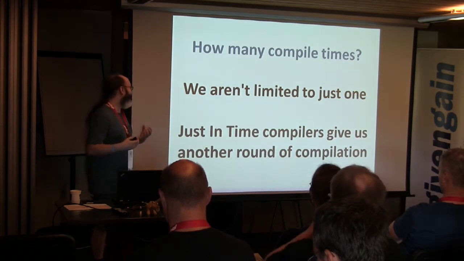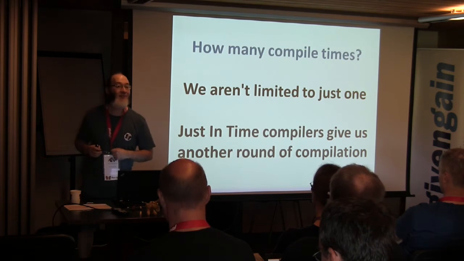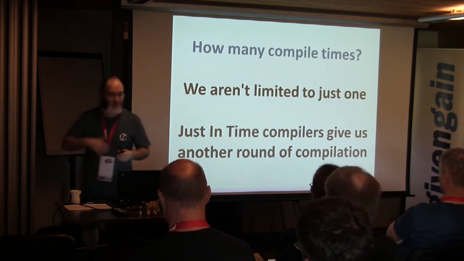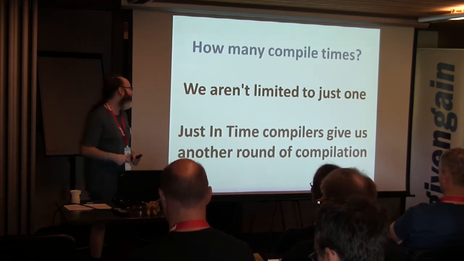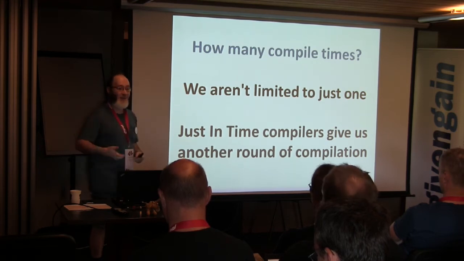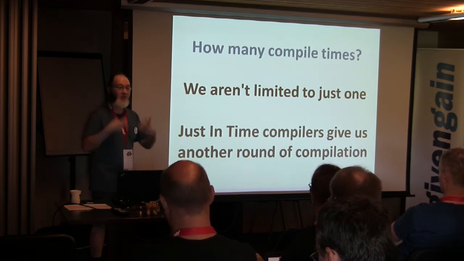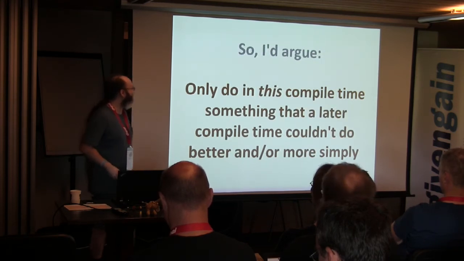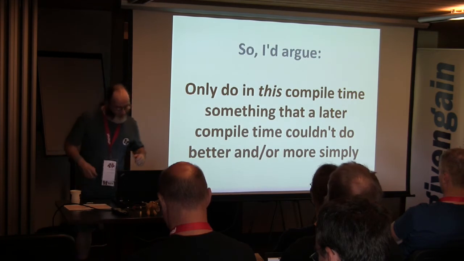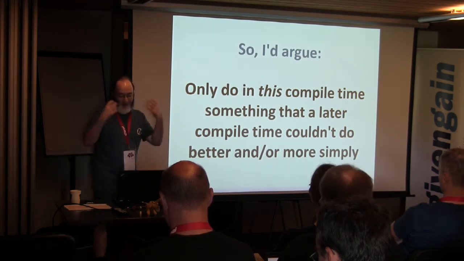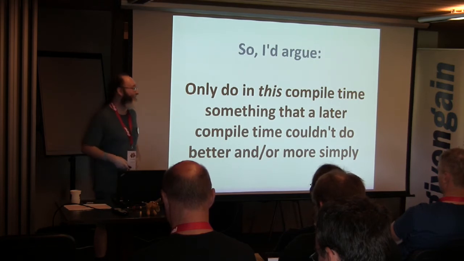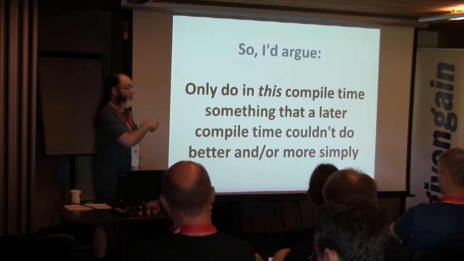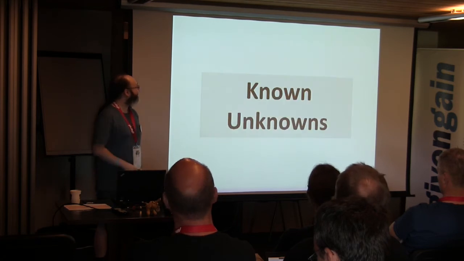So one of the interesting things to consider is, how many compile times are we allowed? And the answer is, well, we can have as many as we want. In fact, the idea of just-in-time compilation is that we do some simple level of compilation at first, and then later on, we do another round, maybe down in the virtual machine, perhaps off to machine code or something like that, and we get another chance to do a bunch of optimization. So I've kind of rewritten this saying as only doing this compile time something that couldn't be done better or more simply in a later compile time. And that's pretty much the attitude that we adopt to what goes into that AST optimizer. So that is why we don't do a load of clever stuff at that point.